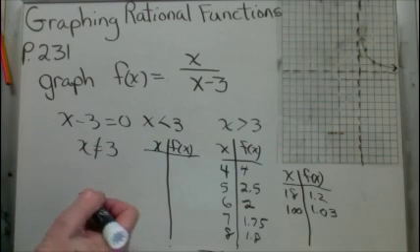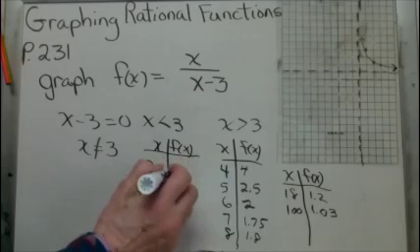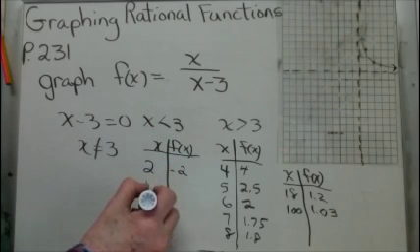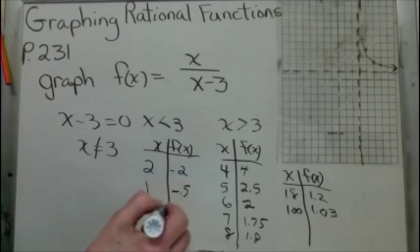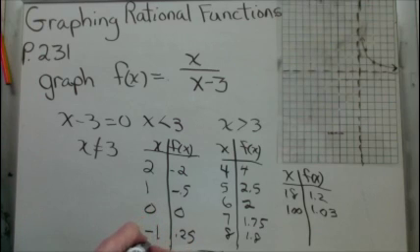And then let's graph some of the less than 3 numbers and see what happens there. So at 2, I get negative 2. I can plot these points. At 1, I get negative 0.5. At 0, I get 0. At negative 1, I get 0.25. At negative 2, I get 0.4.